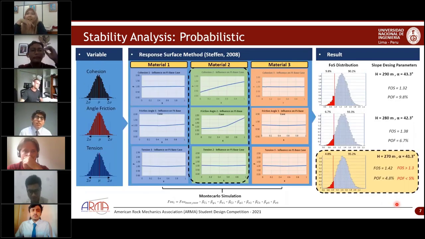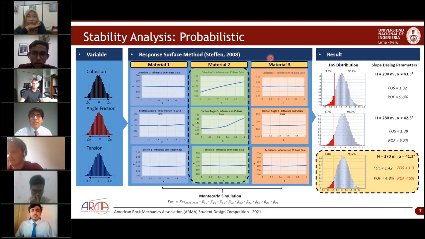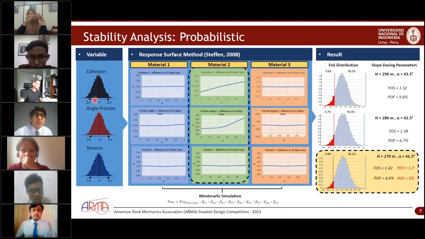Stability analysis, probabilistic. To validate the previous results, a probabilistic analysis was conducted to complement the deterministic approach. We followed the response surface method proposed by Stephen to account for the variability in rock mass properties. We assumed a normal distribution for all strength parameters such as cohesion and friction angle by considering their mean and standard deviation.